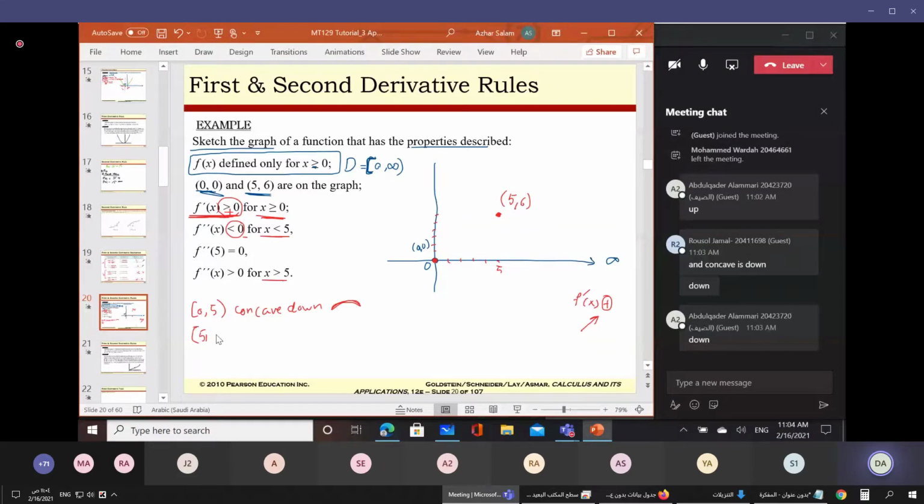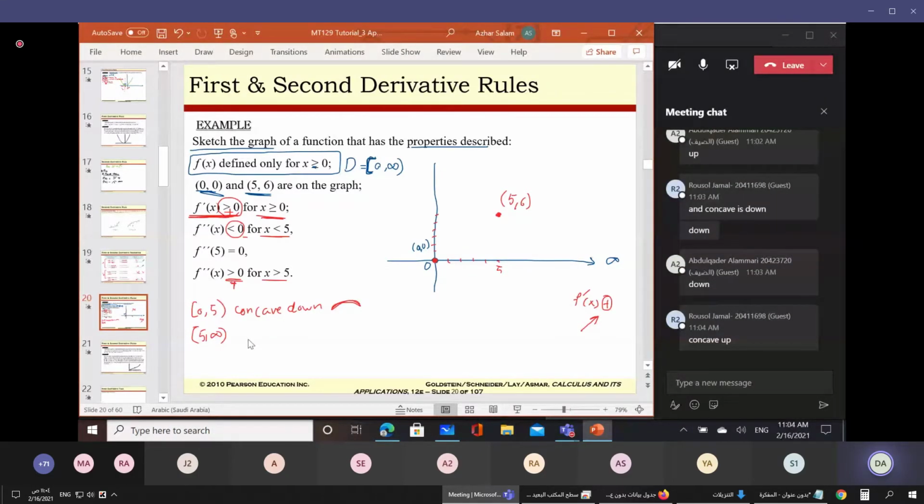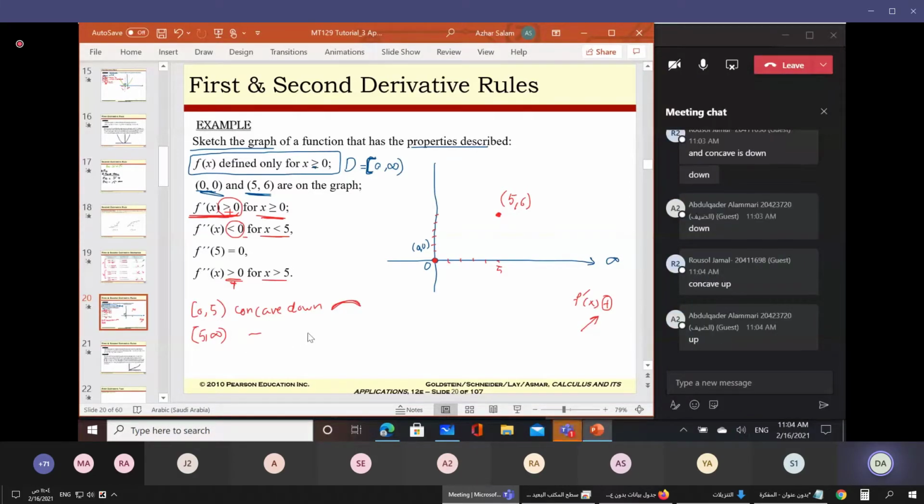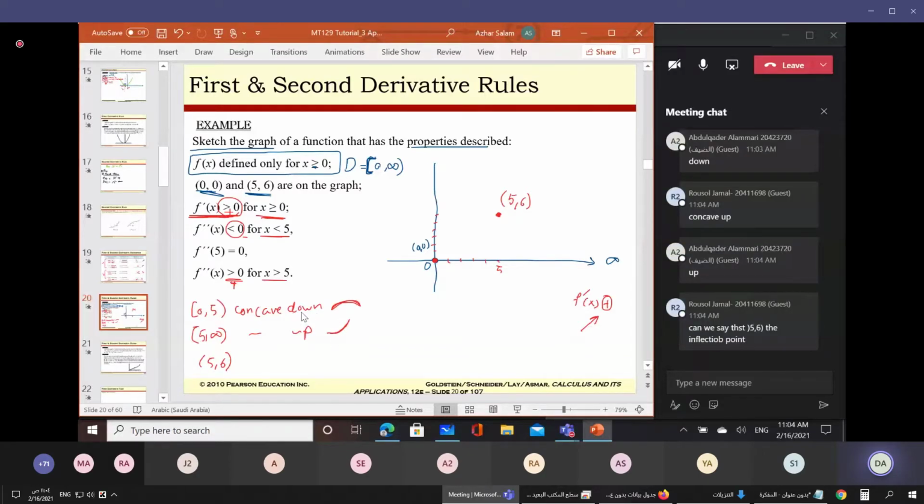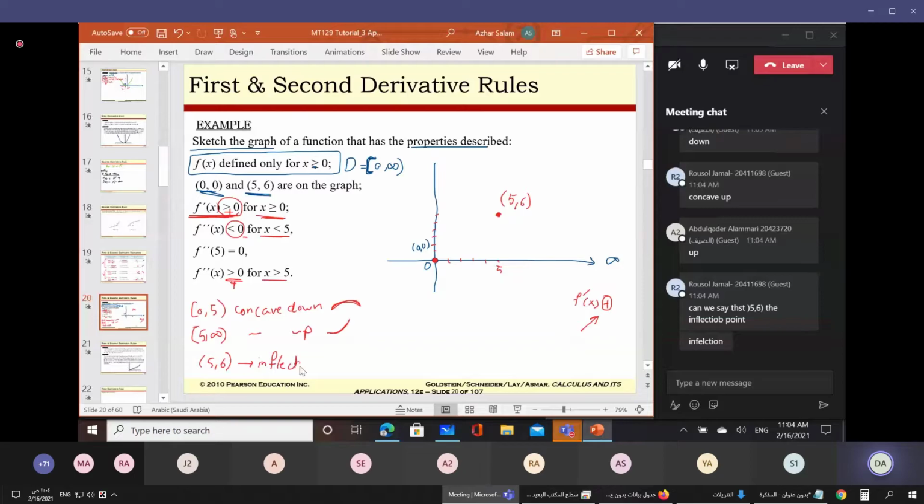And here from 5 until the end, which is infinity, the second derivative is positive. So yes, it will be concave up, like that. So the point (5, 6) is an inflection point. The concavity changes from down to up. This is an inflection point. Okay, how did I know it is an inflection point? Since it changed the concavity from down to up.